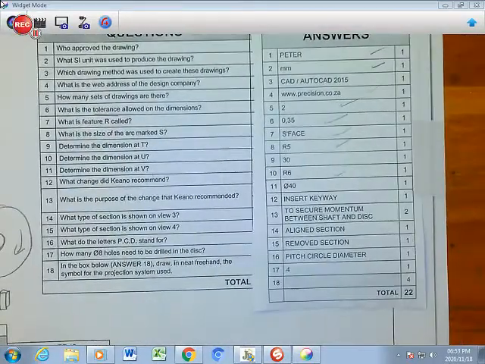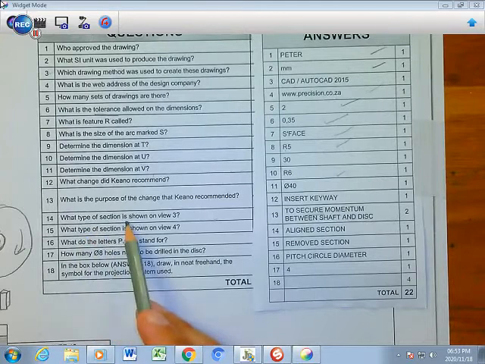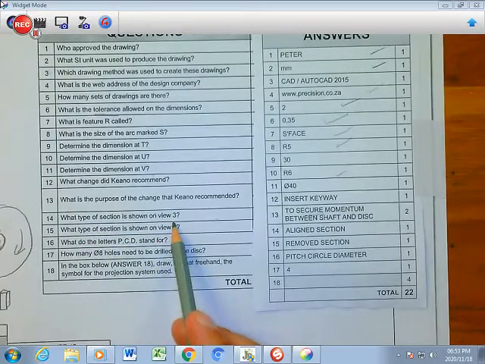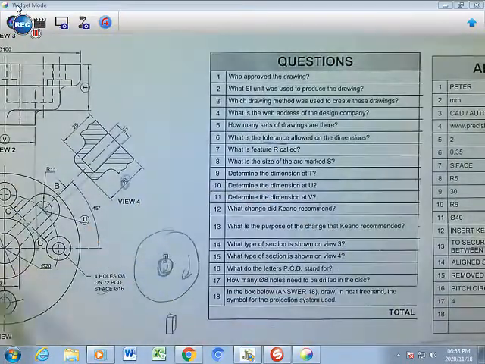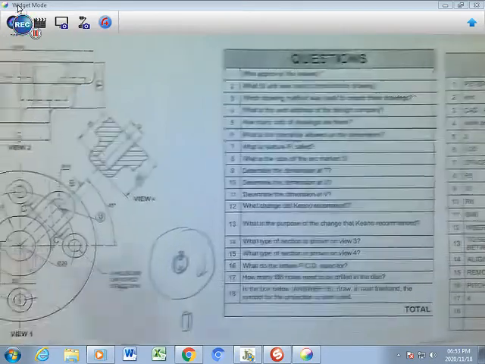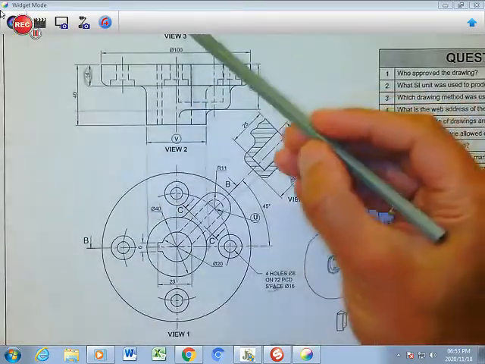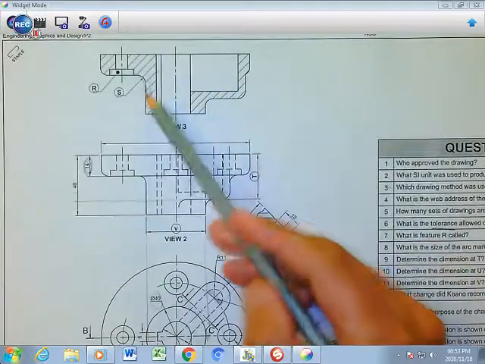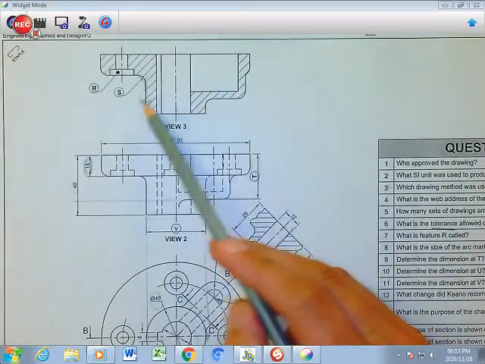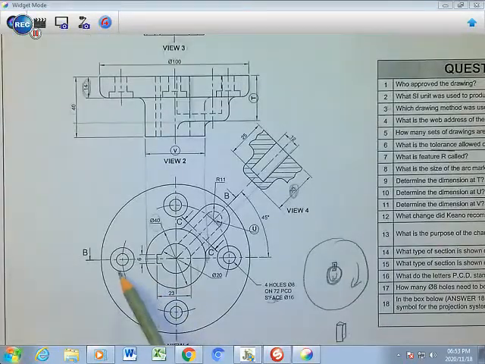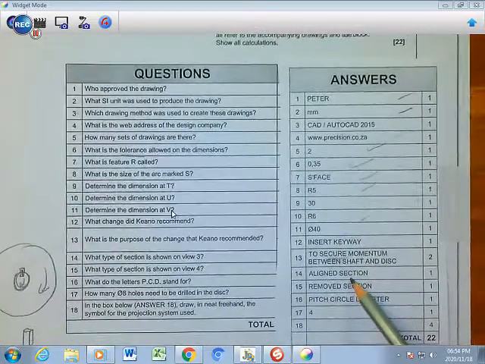Okay, then number 14, what type of section is shown on view 3? Now you go to view 3, right? The section that they have here is this section here of line B. That section in view 3, which is here, comes from this B cutting line that we have there. See, there's B and there. And if it runs like that, it's called an aligned section.